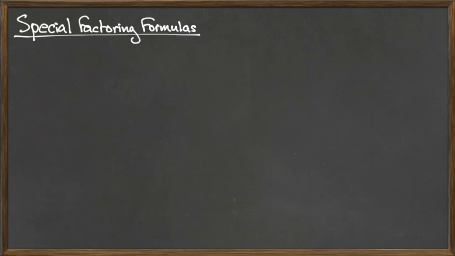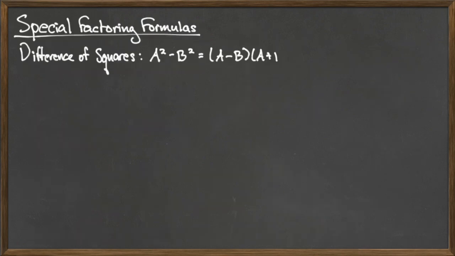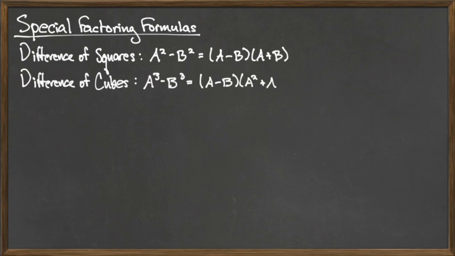We'll conclude this video with some special factoring formulas. We've already seen the difference of squares, but we also have a difference of cubes formula, which looks like a cubed minus b cubed, which is equal to a minus b times the quantity a squared plus ab plus b squared.